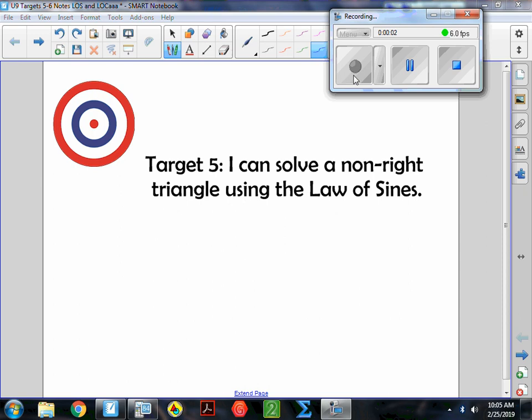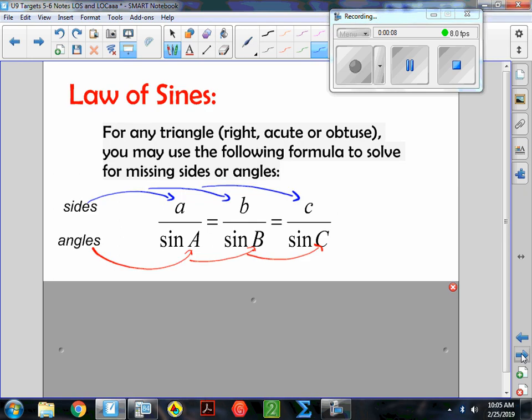Okay, these are some notes on Target 5 for Unit 9, solving a non-right triangle using the law of sines. So, law of sines: for any triangle, which could be right, but also acute or obtuse, you may use the following formula to solve for missing sides and angles. We have side A over sine of angle A, side B over sine of angle B, and side C over sine of angle C.